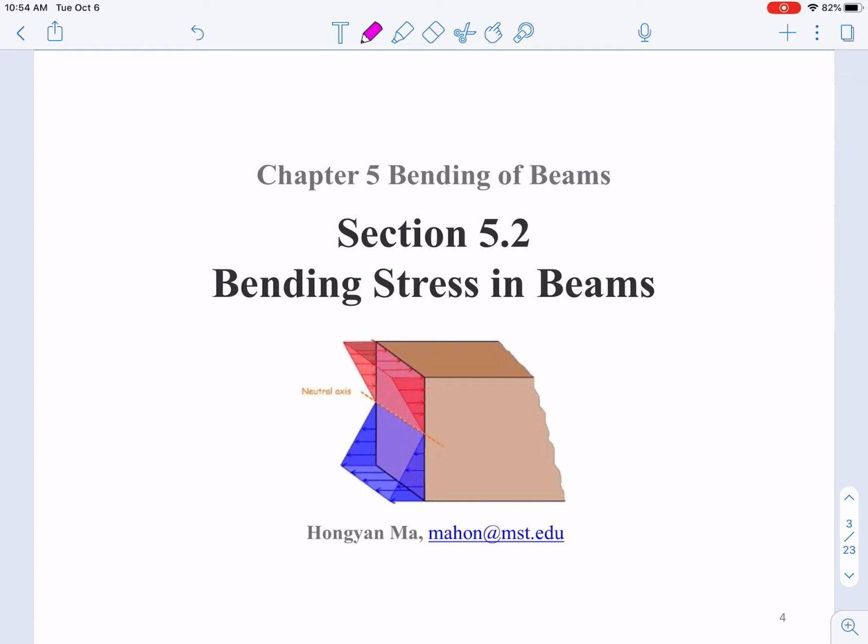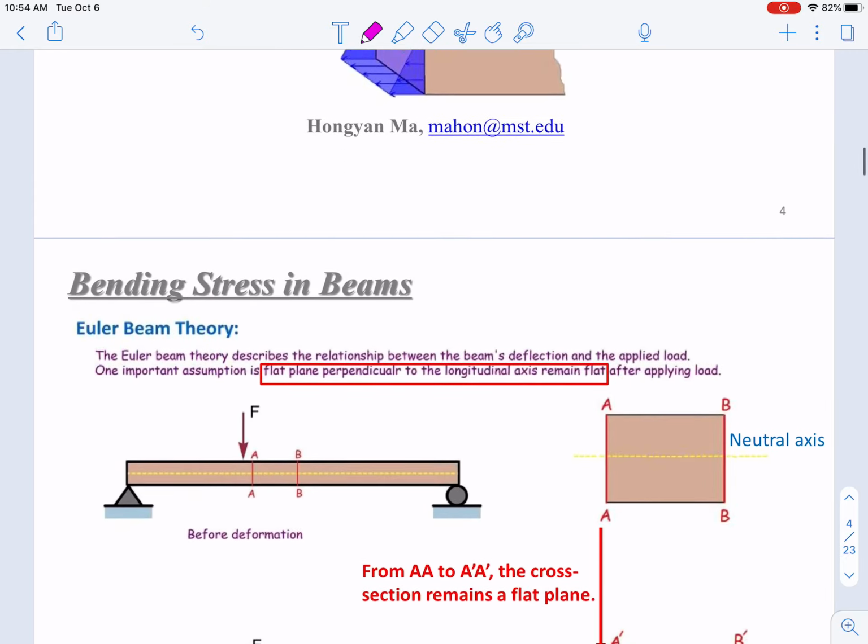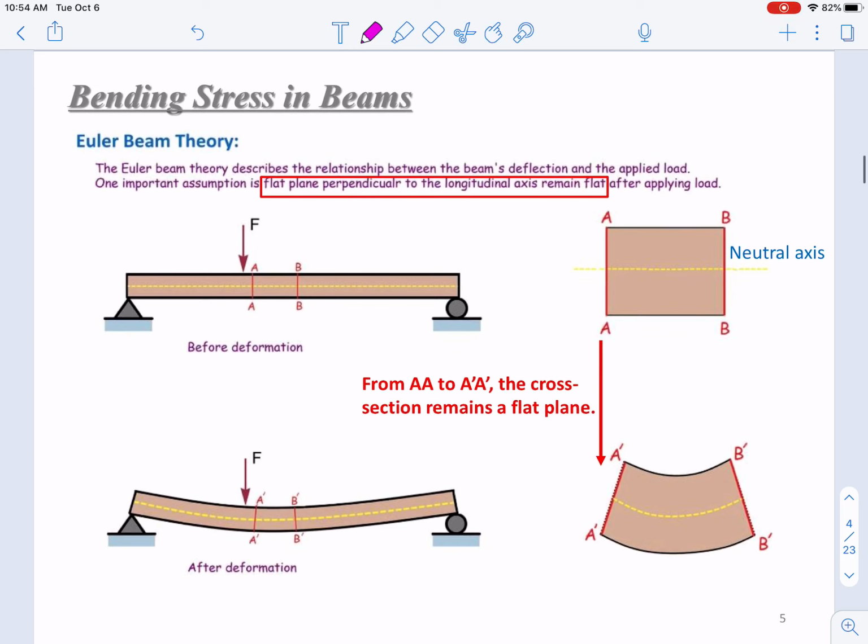In this section, we will introduce the bending stress in beams, or the stress in a bended beam. Normally we use the Euler beam theory to describe the behaviors of a bended beam. It describes the relationship between the beam's deflection and the applied load.